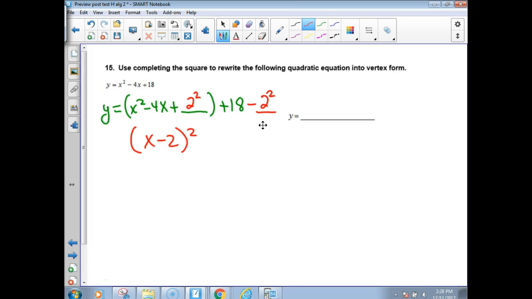Okay, so simplify this. So that's going to be plus 18 minus 4. So the answer is x minus 2 quantity squared plus 14. And then if you were asked to tell what the vertex is, it would be at 2, 14. It didn't say to do that, but the heck.